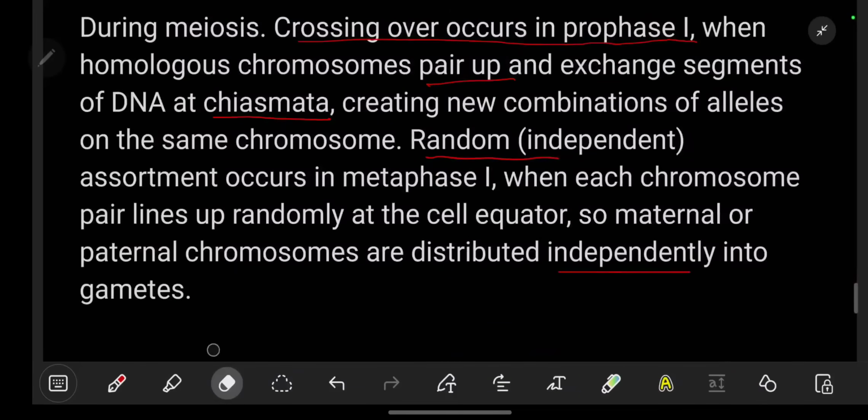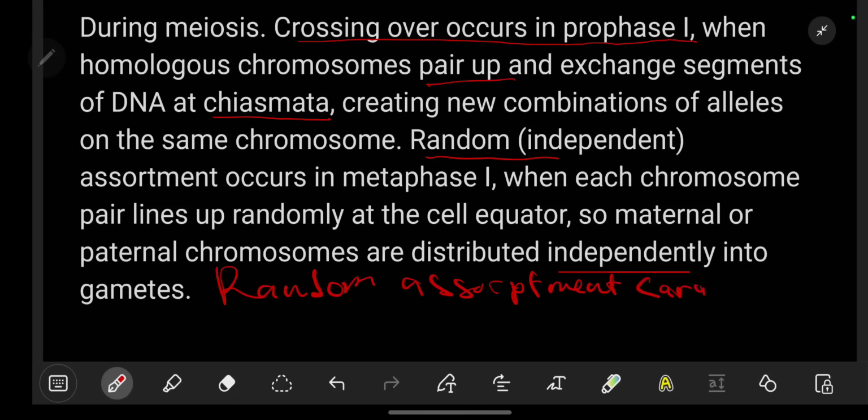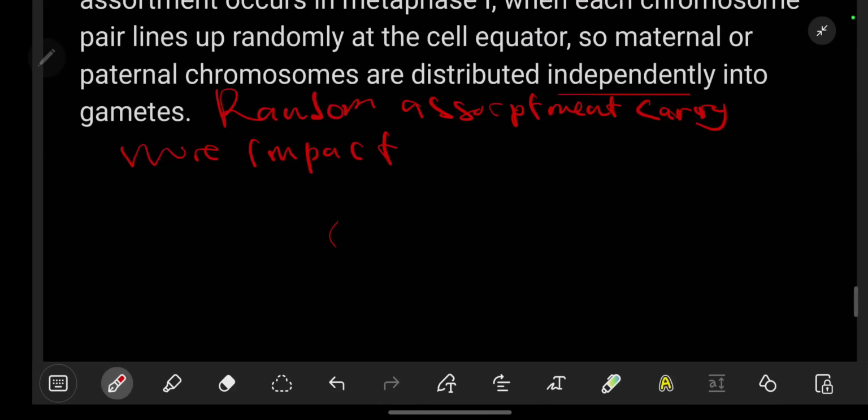So the one that I will choose, the one that contributes more, is what we are going to call random assortment. So we can say random assortment carries more impact. So random assortment, the number of possibilities, remember there are 23 pairs, so there are 23 chromosomes.